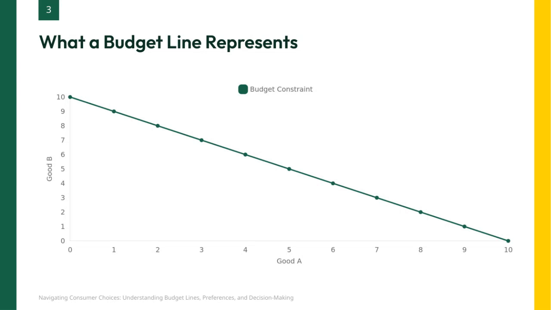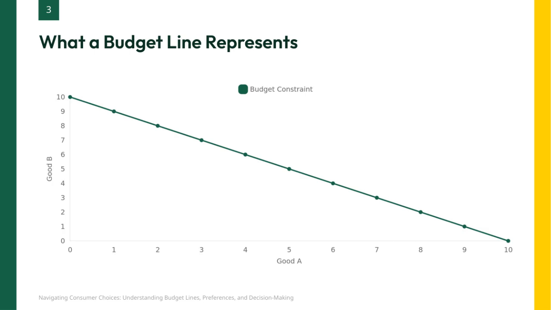Here, we see a line graph that illustrates the budget constraint between two goods, which we refer to as good A and good B. The budget line shows all the combinations of these two goods that a consumer can afford given their budget. On the x-axis, we have quantities of good A, and on the y-axis, quantities of good B. Notice how as you increase the amount of good A you purchase, the amount of good B you can afford decreases. This trade-off happens because you have a limited budget.